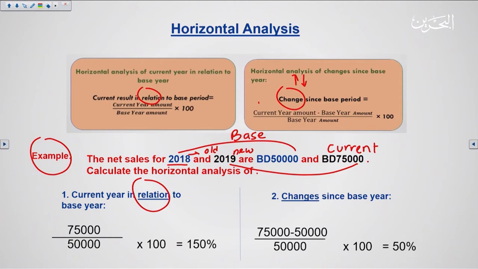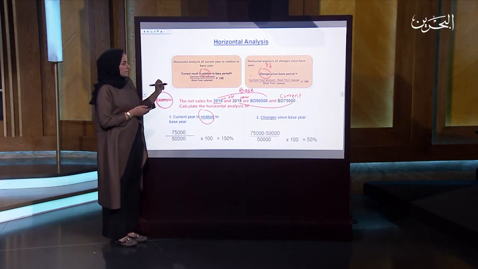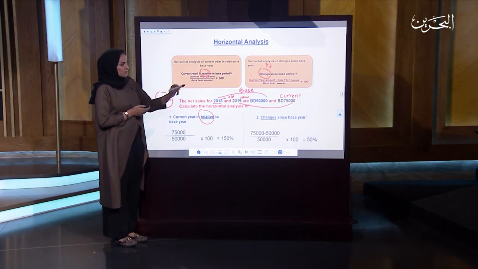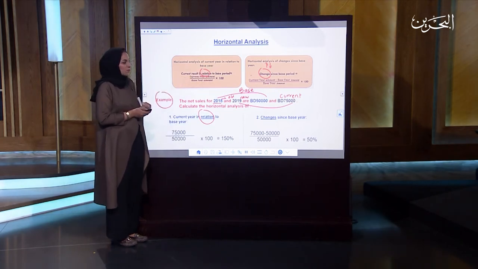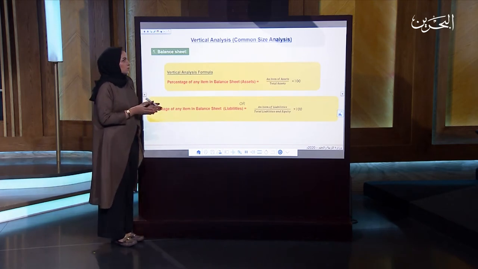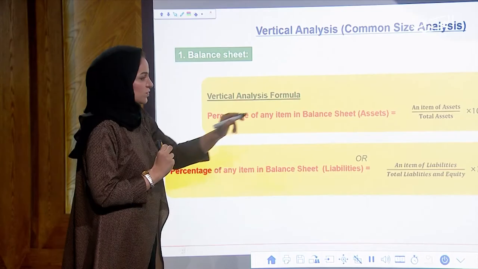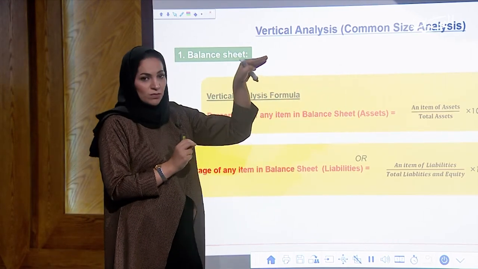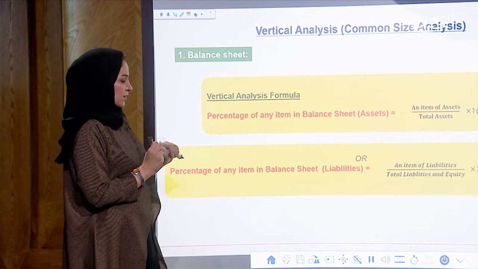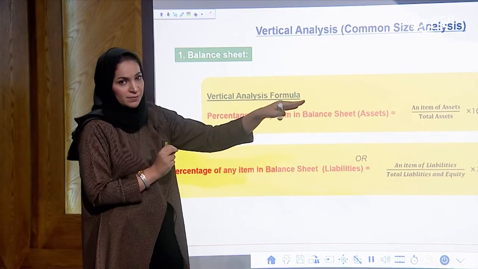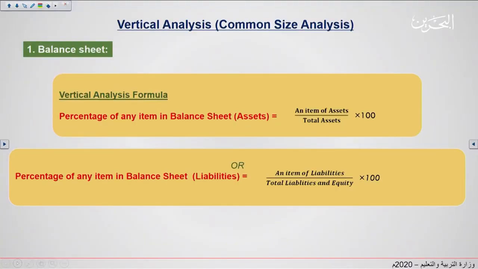This was a quick reminder of the previous lesson. It's two formulas. When we see relation, we have to apply the first formula, and for the percentage change, we have to apply the second formula. Okay, let's start with the new part, vertical analysis, the second method of financial statement analysis. Also, we have two formulas, one related to the balance sheet and the second related to the income statement. Okay, balance sheets. Percentage of any item in balance sheet assets equal any item of assets divided by total assets. For liability, any item of liability divided by total liability and equity.